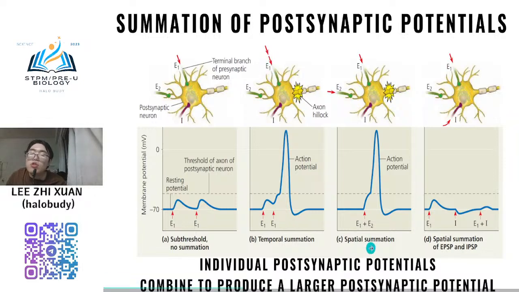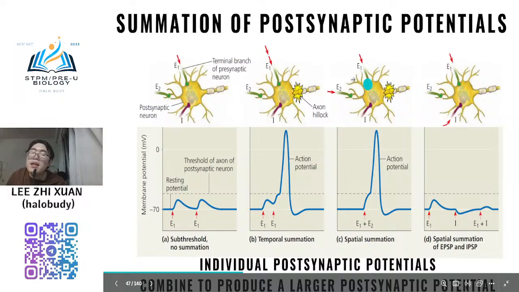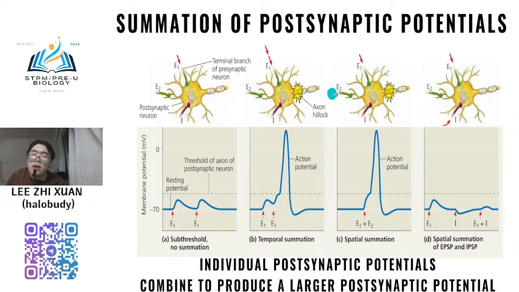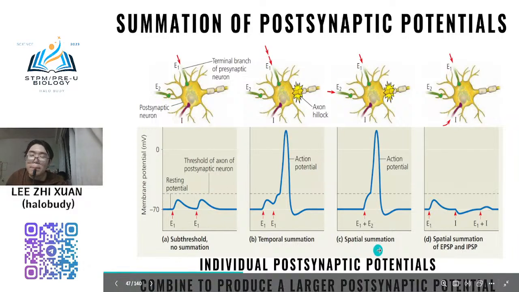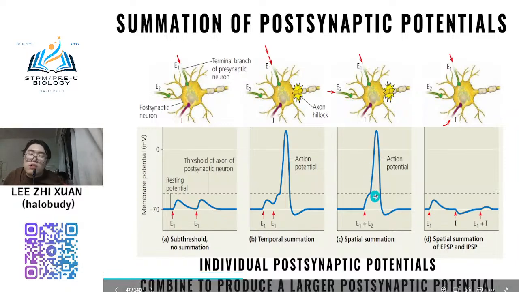But there is also spatial summation, meaning it involves two synapses. So maybe one synapse here and one synapse here, and they combine together at the same time. You need to measure at the same time. If only one gets it like this, then no action potential. But if both at the same time, we know it as spatial summation, so that it will reach the threshold level and trigger the action potential of the postsynaptic neuron.